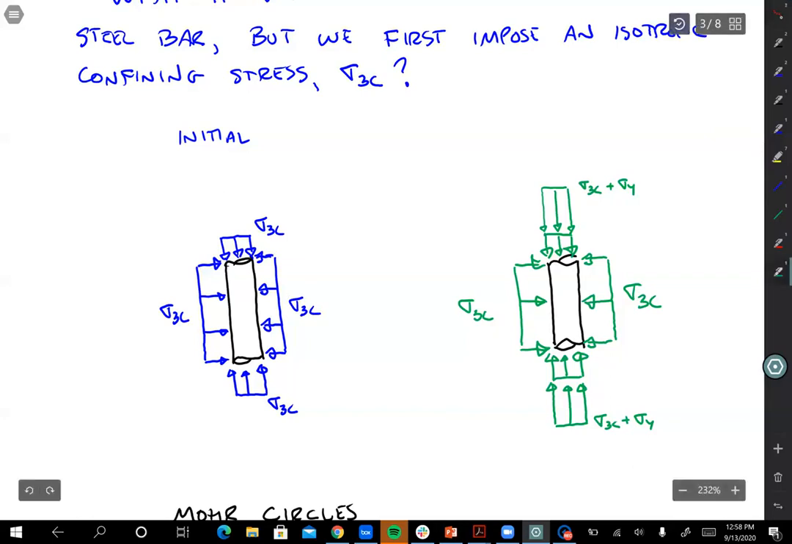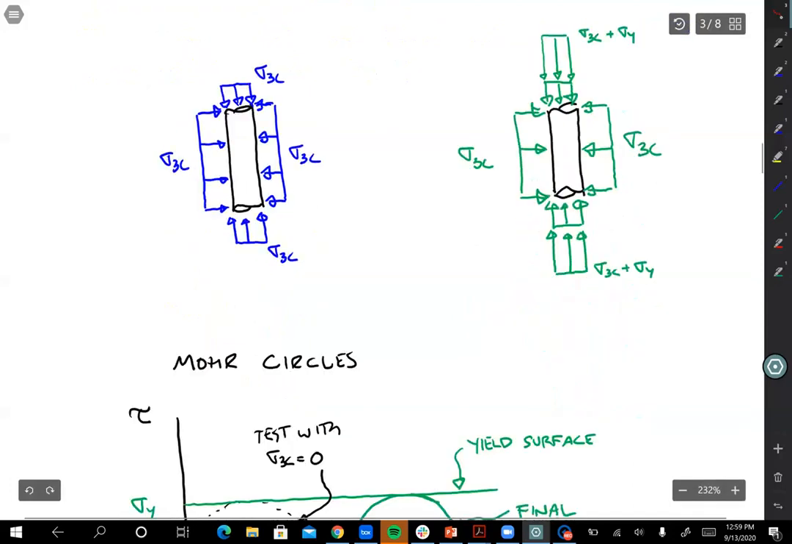Okay, and then we reach a final condition here where we keep the sigma 3c in all directions, but now we've changed the vertical stress to be equal to sigma 3c plus sigma y. Now one of the things to keep in mind is that we're adding tension to the stress that already existed. We're not starting from 0 anymore like we were before. We're starting from a condition where there's already some stress on the bar, albeit equal in all directions, and we're adding a stress to that. Sometimes students make the mistake of just putting sigma y there on the vertical axis. You have to keep in mind it's sigma 3c plus sigma y. That sigma y is being added to the stress that existed before.